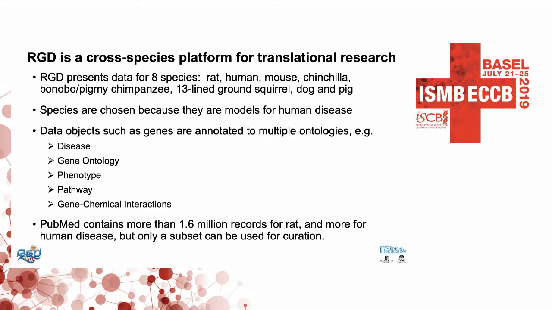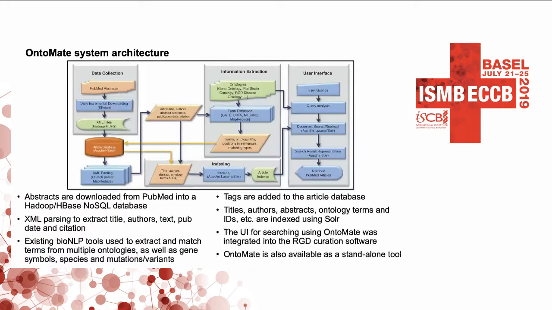And for those of you who know about curation, curators have to go out and find the literature that they're going to be able to curate, which is a problem in this case because PubMed contains more than 1.6 million records for rat, and even more than that for human disease, but only a subset of those can be actually used for curation. So we needed a solution that would help the curators to more reliably and more quickly and efficiently be able to find the literature that they needed.